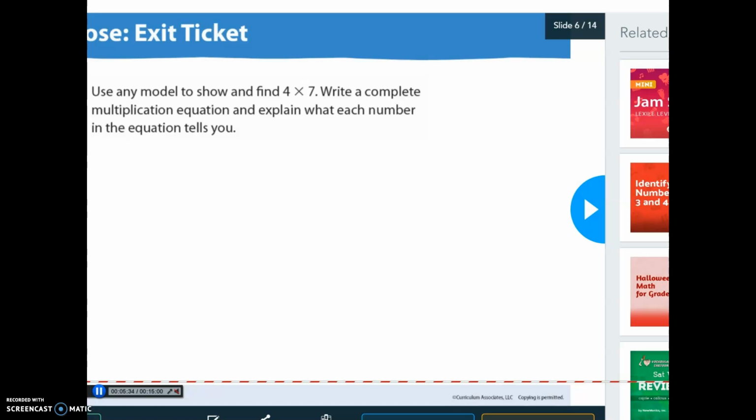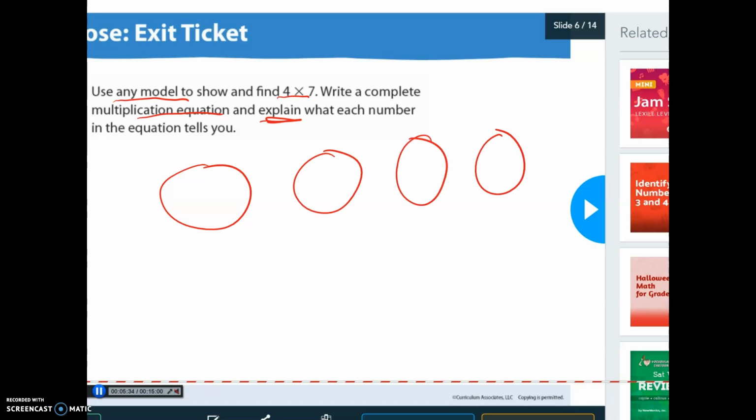Write a multiplication equation, explain what each number tells you. So we have to do 3 things. We need a model of 4 times 7, which would either be a picture of equal groups, it could be an array, it could be an area model. Once you draw that model, you need to write the equation, and we need to explain what the numbers in the equation are. So I'm just going to do a picture, and I'm just going to write the number 7 because it's faster than doing 7 little dots in each one.